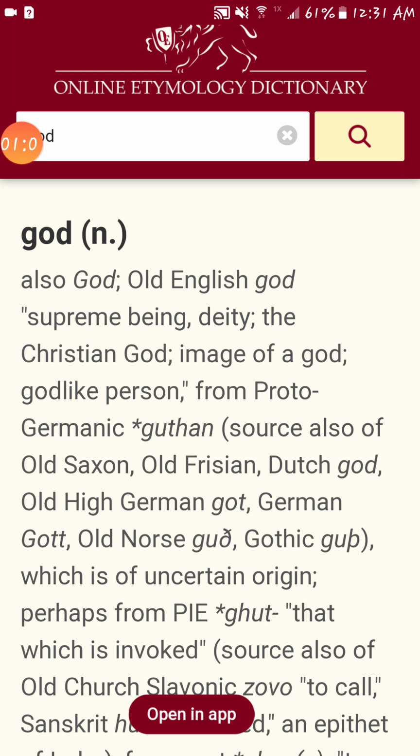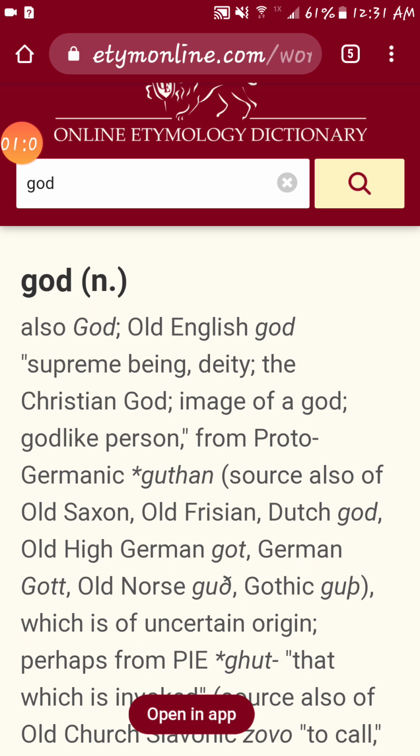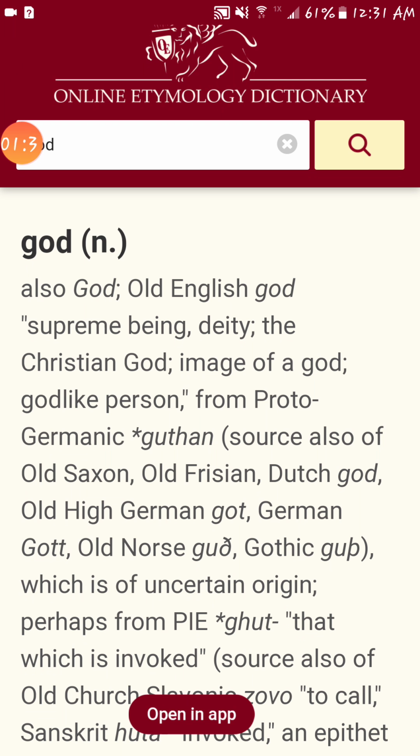So the word God is also a noun. Also God with a capital G. So it's doing a comparison, the lowercase g and the uppercase G. So as we know, the word God came from Old English God, and that meant in Old English a supreme being, deity, the Christian God, image of God, God-like person. And that word comes from the Proto-Germanic Guthen, which is the source of also.